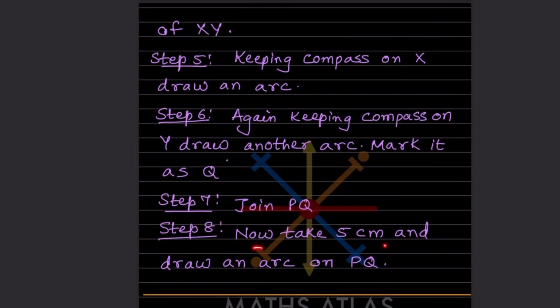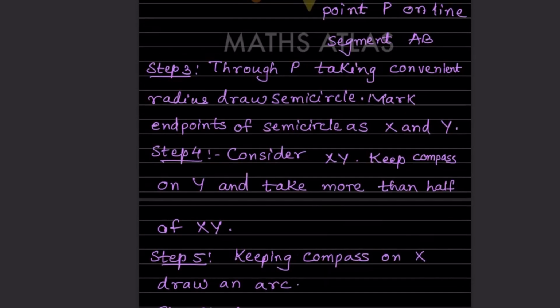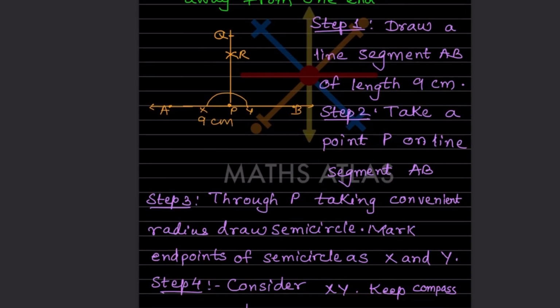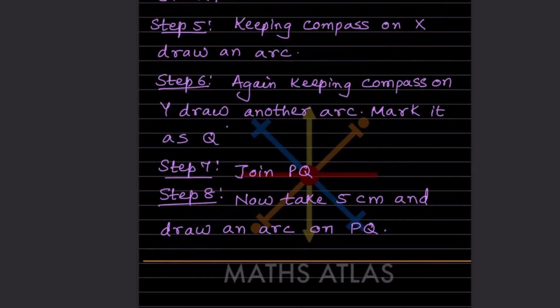So now take 5 cm and draw an arc on PQ. So which is PQ? This one. So you are going to draw an arc. First you will just randomly draw one line and then you will take from here to here, that should be 5 cm, and here you are going to show the marking over here, that is 5 cm, and then you will write the Q. So see, now take 5 cm and draw an arc on PQ.